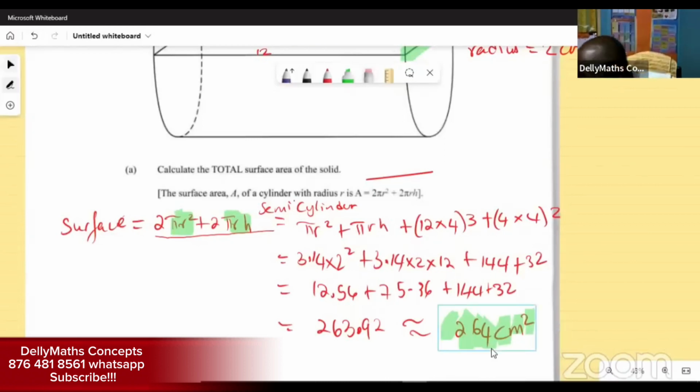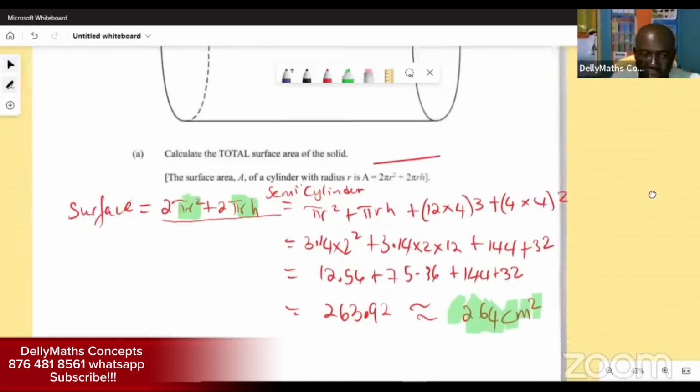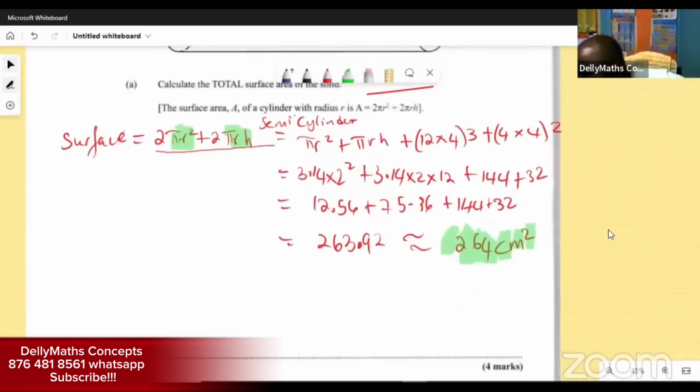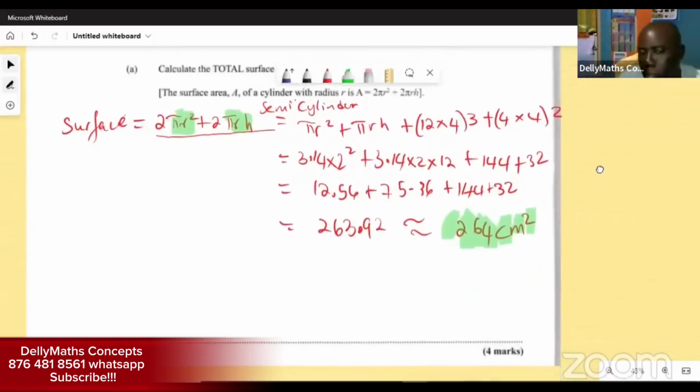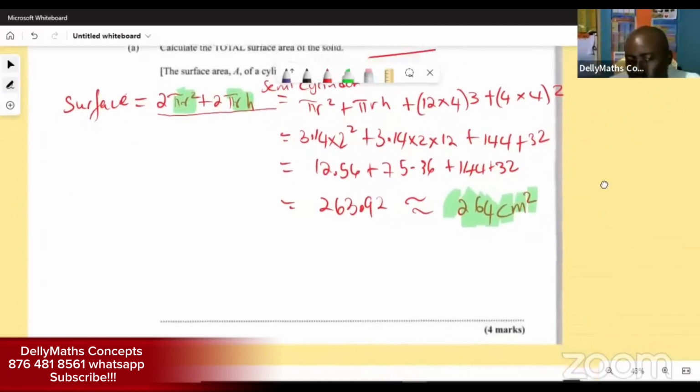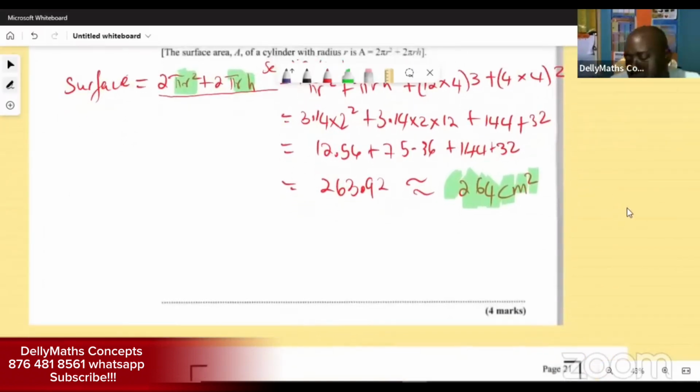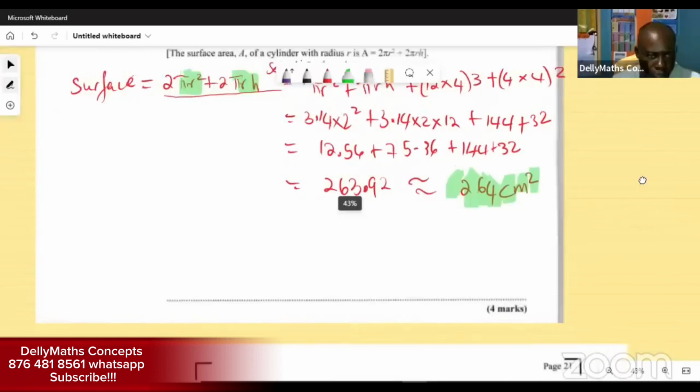The total mark for this paper was 100. This paper is marked out of 100. The multiple choice is marked out of 60, that's 160. The SBA is 20, that's 180.